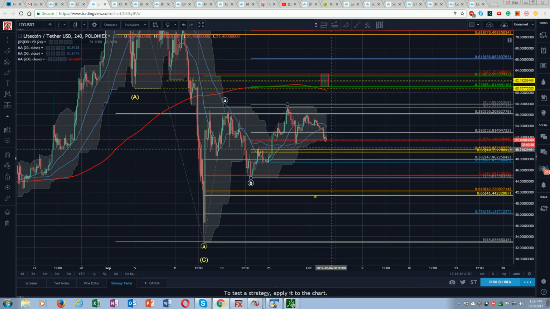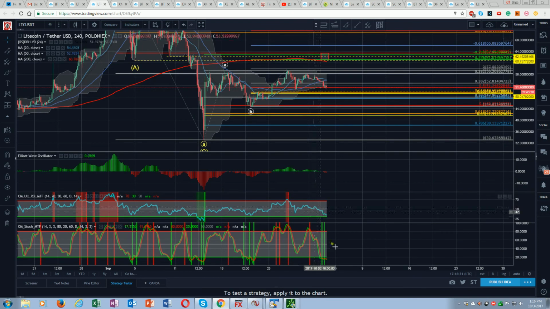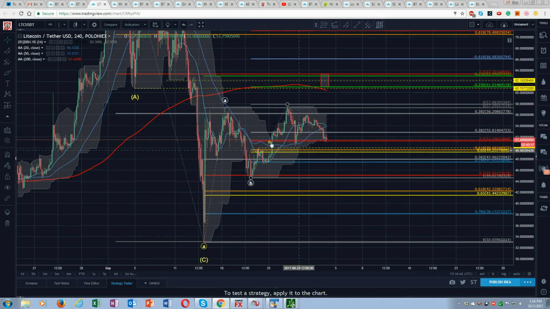Any help from the oscillators? Potentially we're getting into some oversold. We've got energy built up there to take it up higher again. It's possible. But why force the trade? It's unclear. Certainly with Bitcoin potentially leading the move lower, Litecoin's going to follow it.